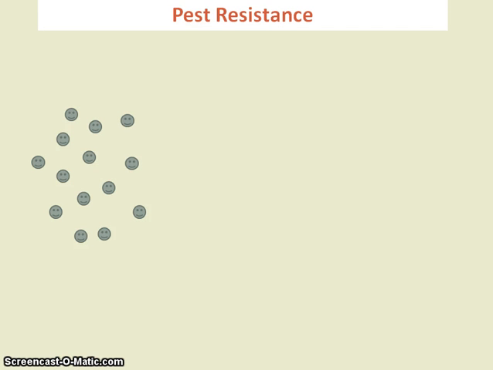Another consequence of monoculture planting is the effect on the biology of the pests. Pest populations will eventually evolve resistance to the chemicals that are used to kill them. Imagine that you have a pest population, as represented here by these happy circles. Then you spray an insecticide.